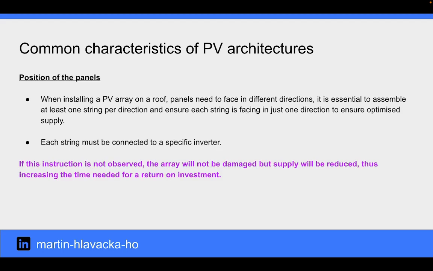When installing a PV array on a roof, panels need to face in different directions. It is essential to assemble at least one string per direction and ensure each string is facing in just one direction to ensure optimized supply. Each string must be connected to a specific inverter. If this instruction is not observed, the array will not be damaged but supply will be reduced, thus increasing the time needed for a return on investment.